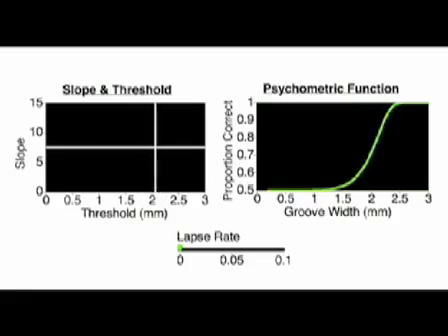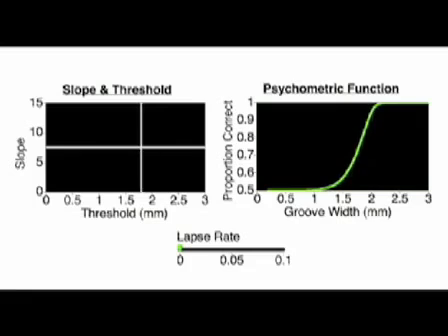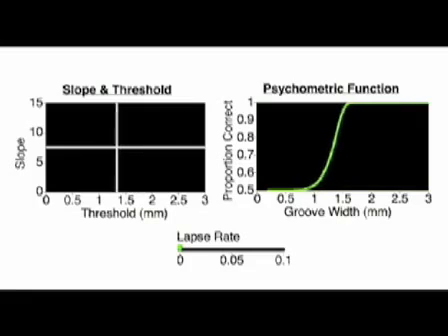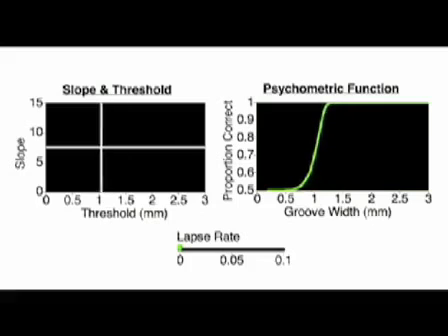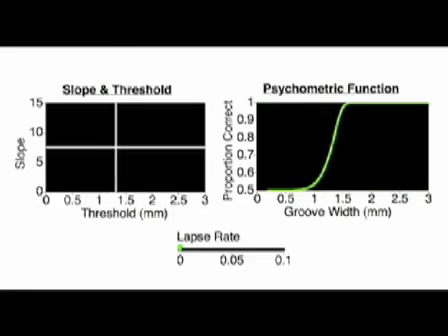As I decrease the threshold, the curve shifts to the left. Subjects who are better at the task can discriminate the orientation of thinner grooves, so their curves are shifted to the left. Notice that although the curve shifts along the x dimension as the threshold value is changed, the slope of the curve remains the same.